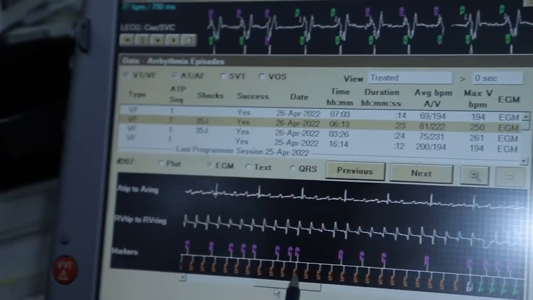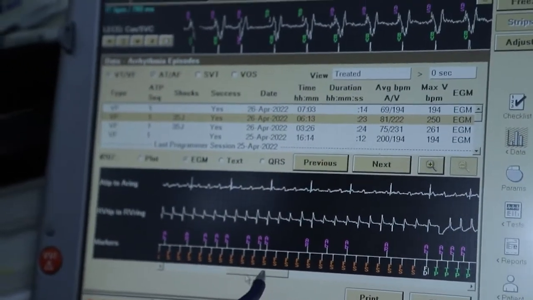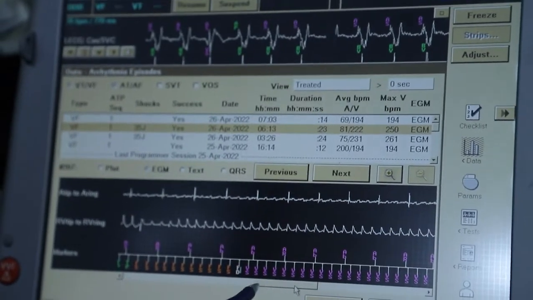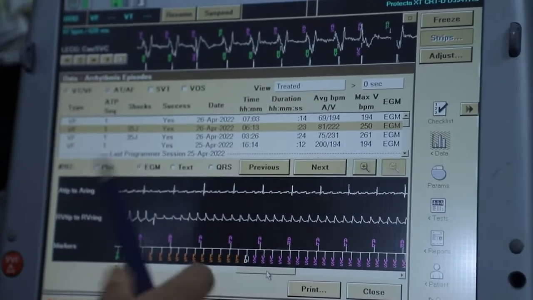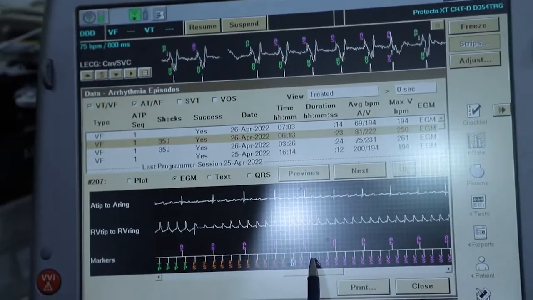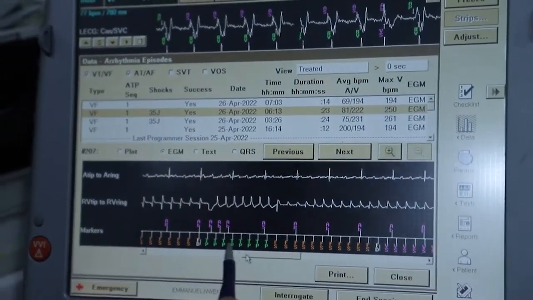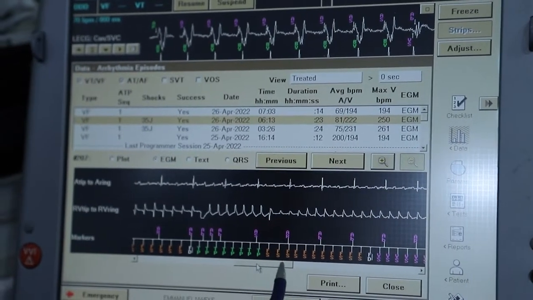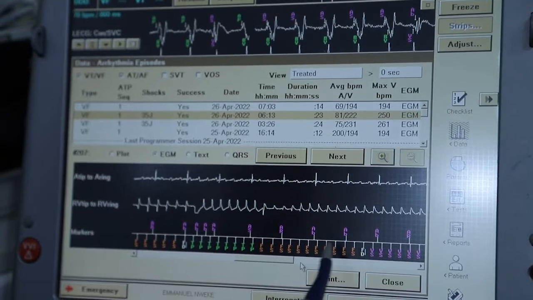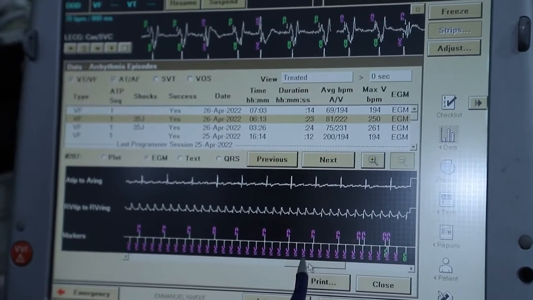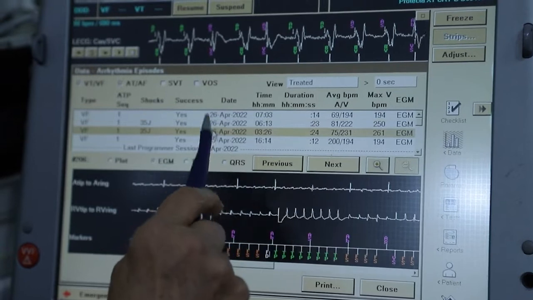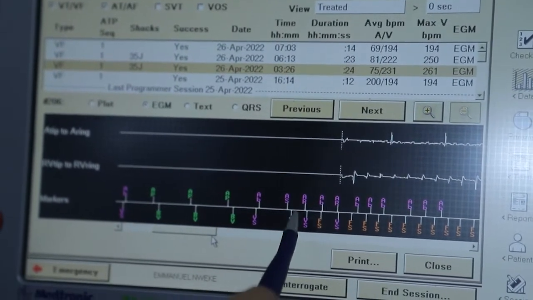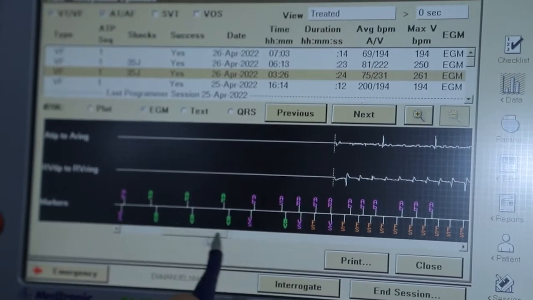As you can see, VF was detected. Pacing during charging, here, these are the green ones. Here pacing while charging, VF detection after pacing, here pacing while charging, and then VF detection again, and this is shock and termination. This is one. Another one also, you can see how it started here. Again, PVCs and here is the firing.